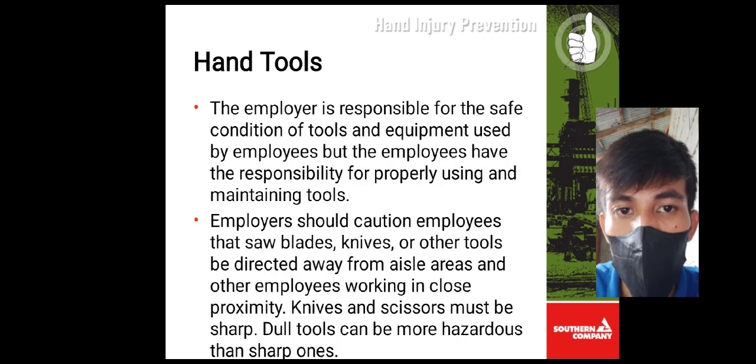The employer is responsible for the safety condition of tools and equipment used by employees, but the employees have responsibility for properly using and maintaining tools. Employers should caution employees that saw blades, knives, or other tools be directed away from aisle areas and other employees working in close proximity. Knives and scissors must be sharp. Dull tools can be more hazardous than sharp ones.